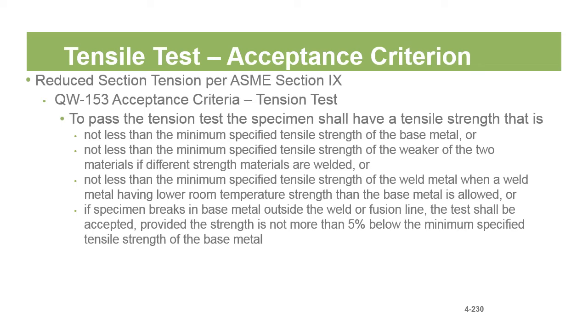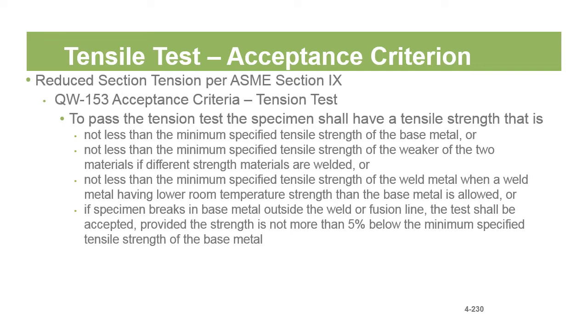Tensile test acceptance criterion. Here's D1.1 and ASME Section 9. D1.1 acceptance criteria for reduced section tension test: the tensile strength shall be no less than the minimum of the specified tensile range of the base metal used. Reduced section tension per ASME Section 9.